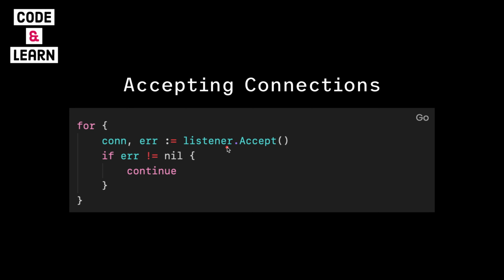Once you have a listener, you will create an infinite loop to continually accept new connections. So this loop here is running infinitely and we are going to accept connections inside the loop. The listener.Accept method will block until a new client connects, at which point it returns a net.Conn object representing the connection. So this way we can handle multiple connections.